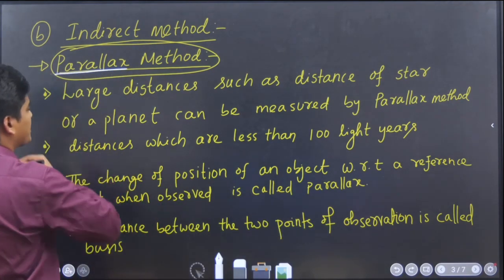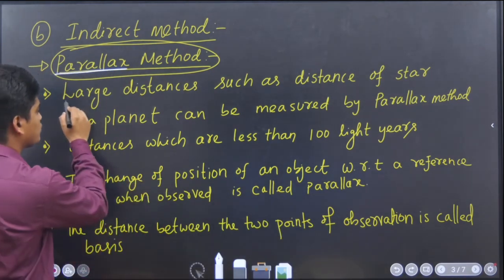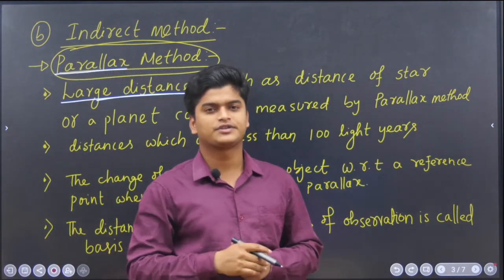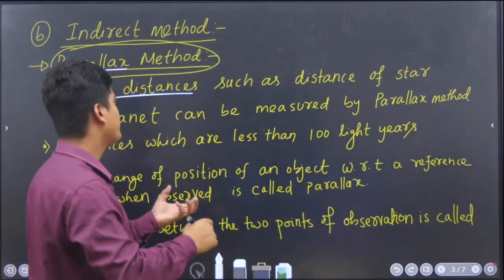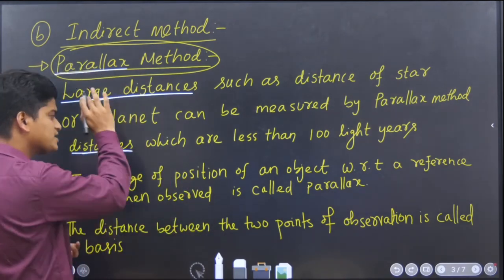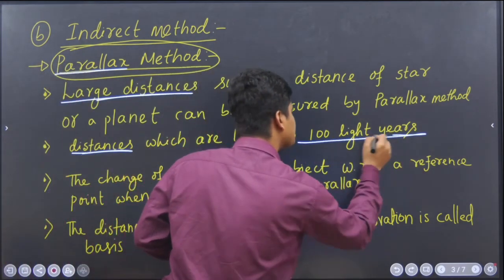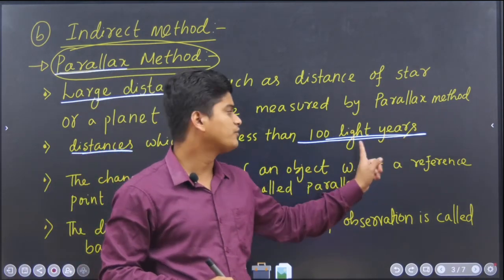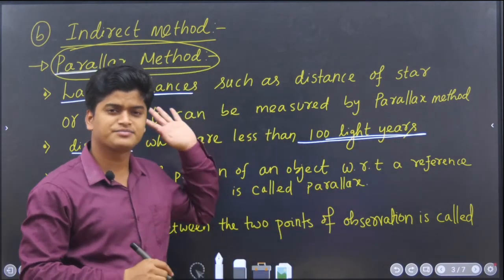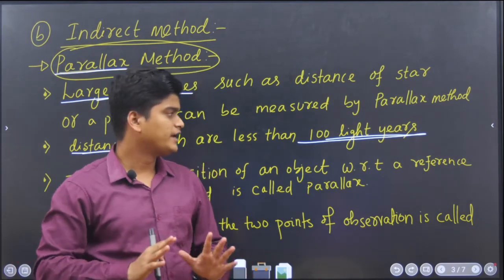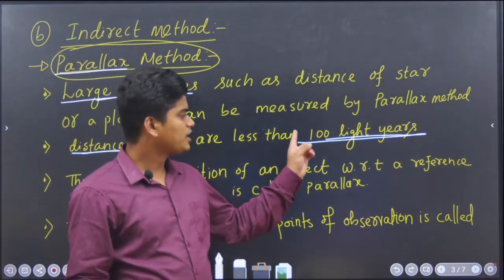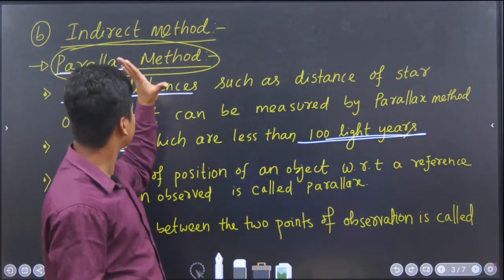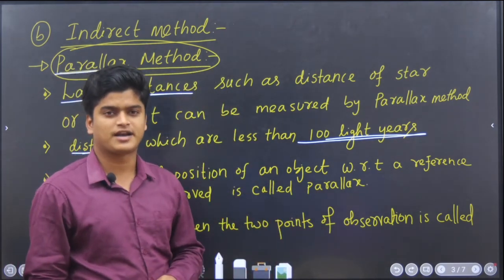Okay. Now, what is this parallax method? This parallax method is used for large distances, like between the sun and the earth. And in quantitative terms, this large distance should be less than 100 light years. We will understand what a light year is; it is a unit of distance only. So, large distance does not mean too much; it has a certain limit. Up to less than 100 light years you can measure with the parallax method.